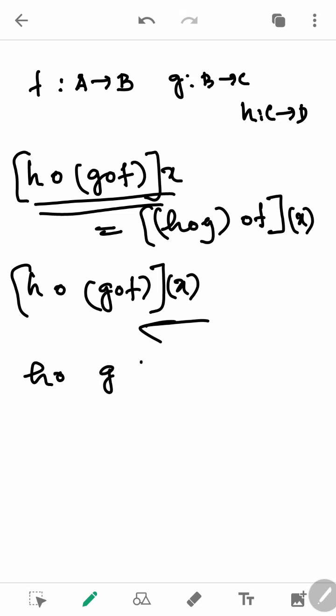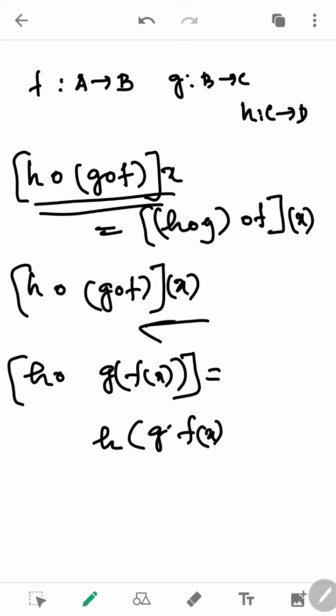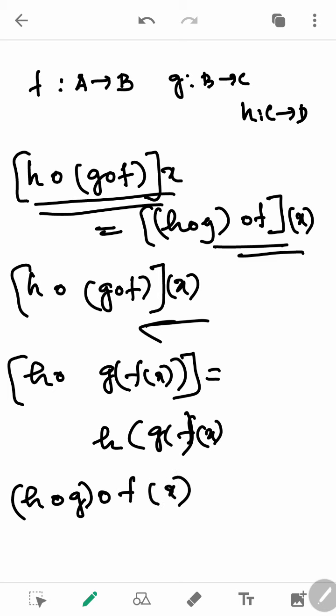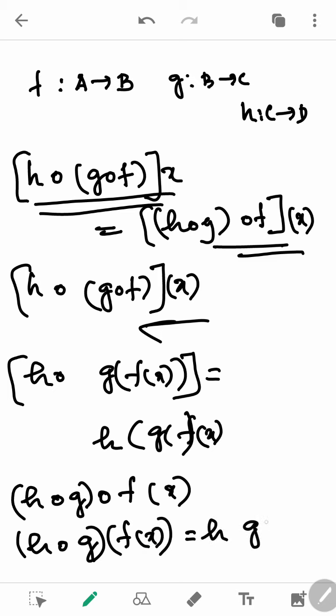We already know that this is g of f of x, right? That means again composition, what will we get? h of g of f of x, right? Then this one, h composition g of f of x. What is this? h of g of f of x, which is equal to h of g of f of x.